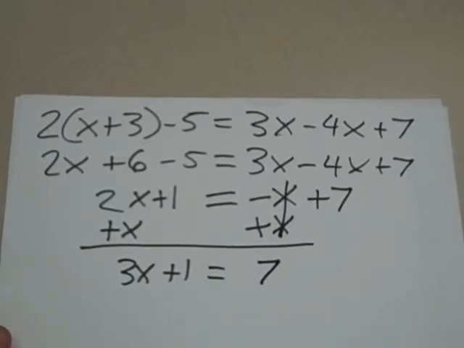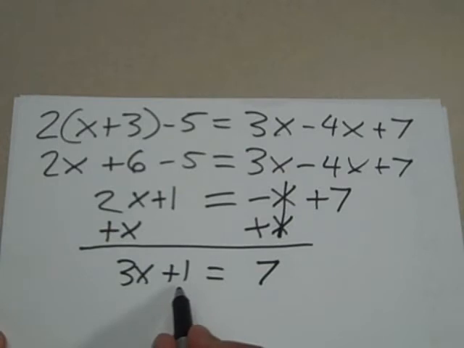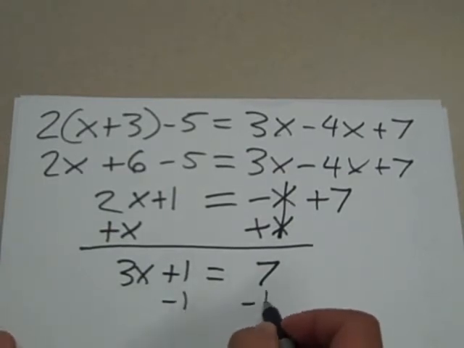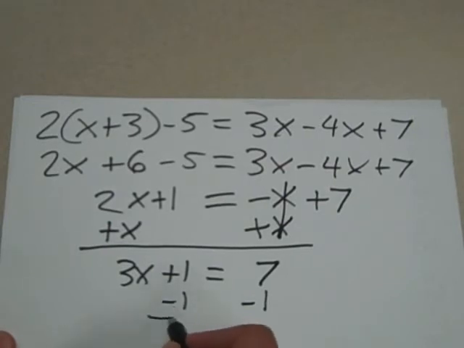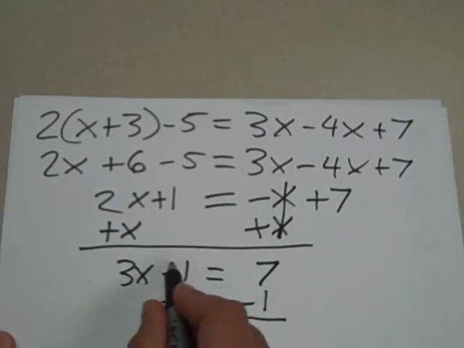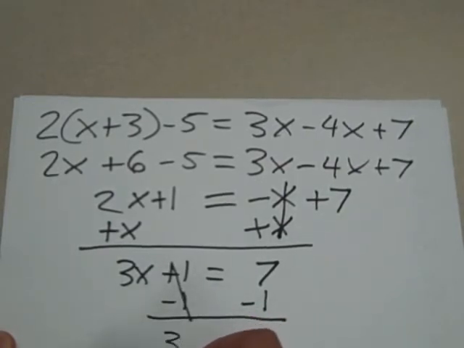Okay. Now, this brings us back to our two-step equations. Okay, so at this point, we need to undo addition or subtraction. So we're going to undo adding 1, so we're going to subtract 1 from either side. Okay. Positive 1 minus 1 is 0, so we're going to get 3x equals 6.